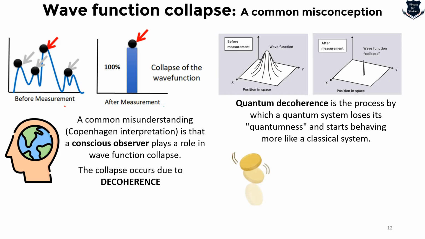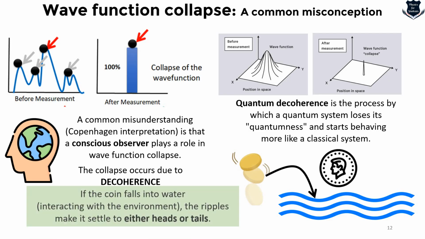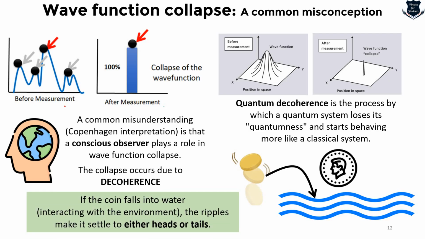Now, I want you to imagine something like this. Imagine this is a spinning coin, and before you look at it, it is in a superposition of both heads and tails. Now here is a rippling water, a pond or something, and if the coin falls into the water, interacting with the environment, it ripples, and that makes it settle to either heads or tails. And this is what is called quantum decoherence. If the coin falls into water and interacts with the environment, whatever the environment is, air, moisture, whatever, the ripples make it settle to either heads or tails. So this is how quantum decoherence happens.